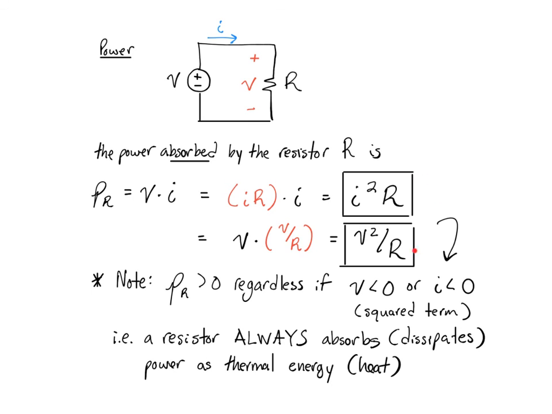When we look at it in this form, though, I squared R or V squared over R, we see right away that this confirms that power must be positive for this element, regardless of the sign of either the current or the voltage, because of the square term in each of these equations. So a resistor always absorbs or dissipates power, and it does so as thermal energy, heat, conversion of energy into heat. That's why our light bulbs get hot, or our toaster gets hot, or our laptop gets hot, for example.